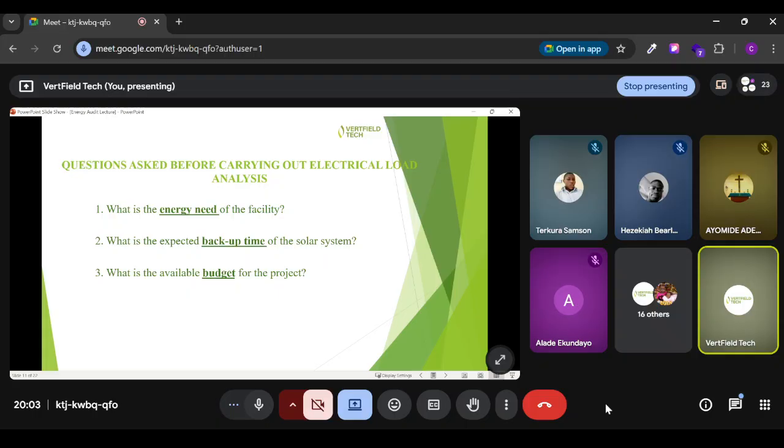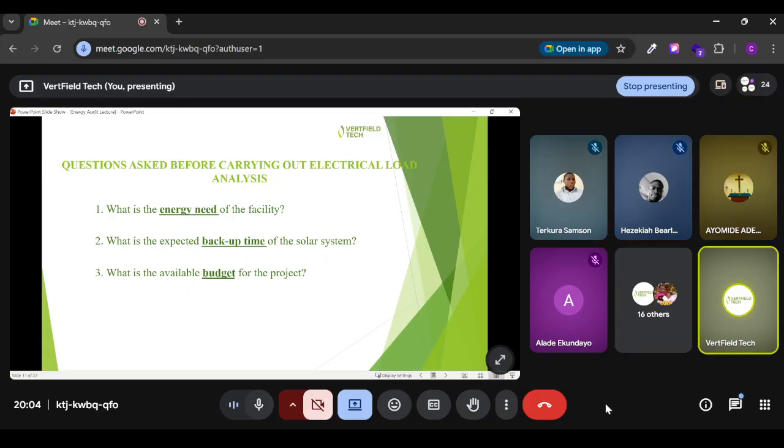So, the third question we are going to be asking Mr. Sampson will be the budget for the project. We'll ask him, sir, we have seen what you intend to power up using the solar system. Please, what is your budget for this project? At that point in time, if Mr. Sampson is honest enough to reveal that budget to us, we will then know if it is wise to go ahead with the system design or not.